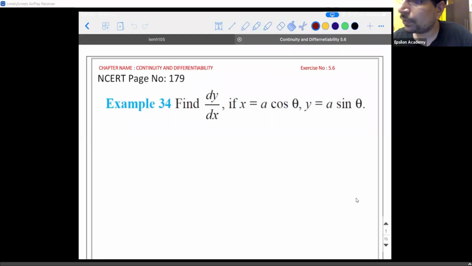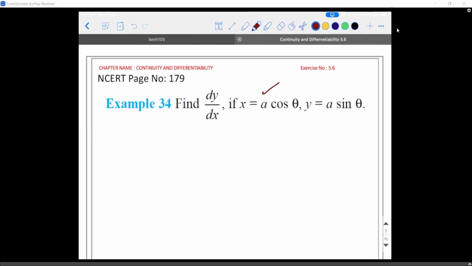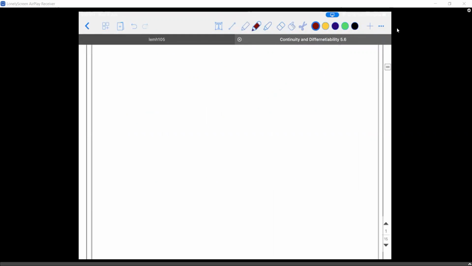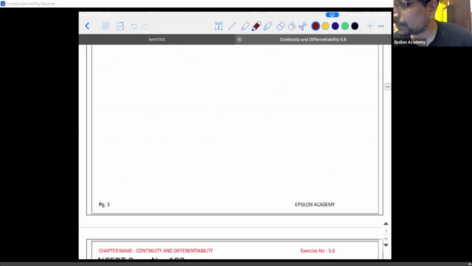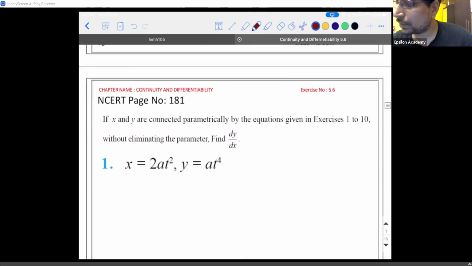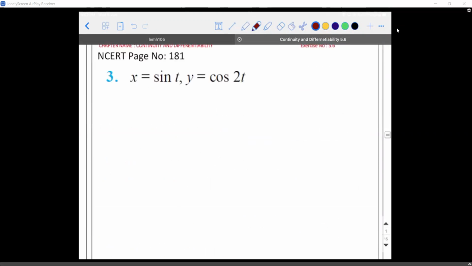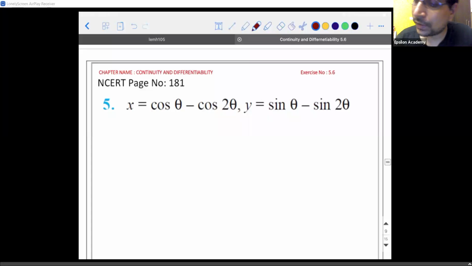I think we finished this problem, right? x is equal to a cos theta, y is equal to a sin theta. I think we have finished. We started doing the exercise. Which problem? The fifth one, sir. Okay, so let's start with this.